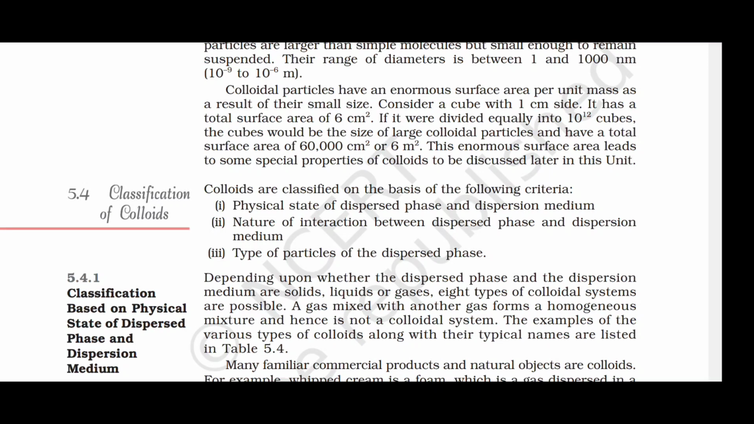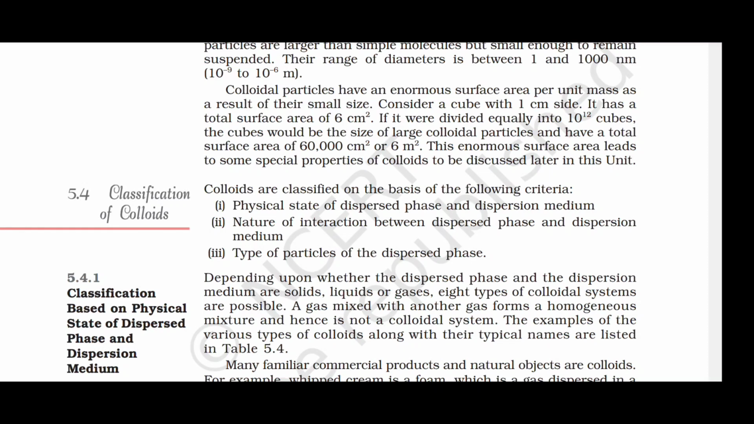Colloidal particles have an enormous surface area per unit mass as a result of their small size. Consider a cube with 1 centimeter side. It has a total surface area of 6 centimeters square. If it were divided equally into 10 raised to 12 cubes, the cubes would be the size of large colloidal particles and have a total surface area of 60,000 centimeters square or 6 meters square. This enormous surface area leads to some special properties of colloids to be discussed later in this unit.